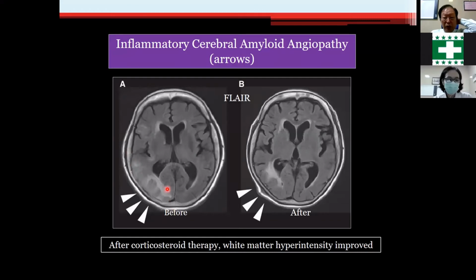But with steroid therapy, you see a complete resolution there, so this is an inflammatory type.